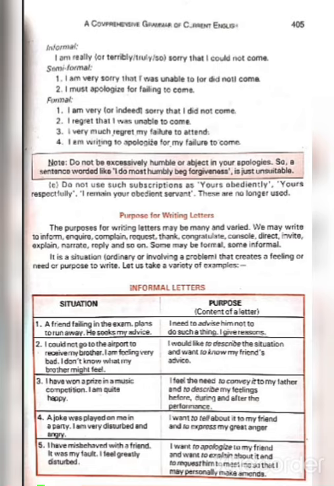I was unable to come. I must apologize for failing to come. These are semi-formal. But when it comes to formal: I am very sorry that I did not come. I regret, the word regret can be used, that I was unable to come. I very much regret my failure to attend. I am writing to apologize for my failure to come. So these are the formal ways of expressing your apology to higher authorities.